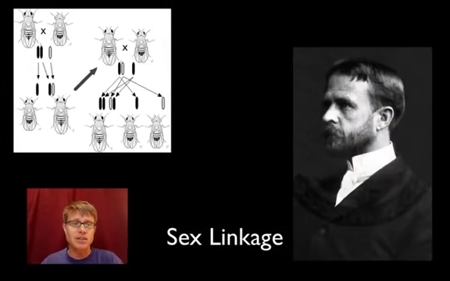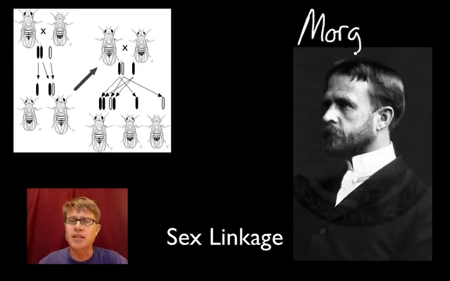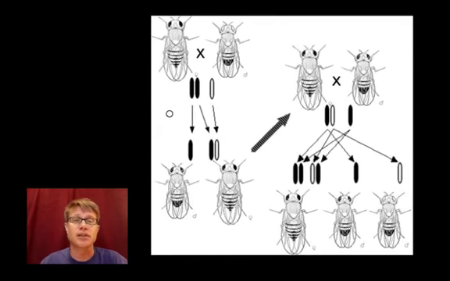Next, I want to talk about sex linkage. The person who really came after Mendel and discovered that everything he had discovered was true was Thomas Hunt Morgan, and he crossed fruit flies. In this cross, he crossed females with dark eyes with males with light eyes, and he got all offspring with dark eyes.